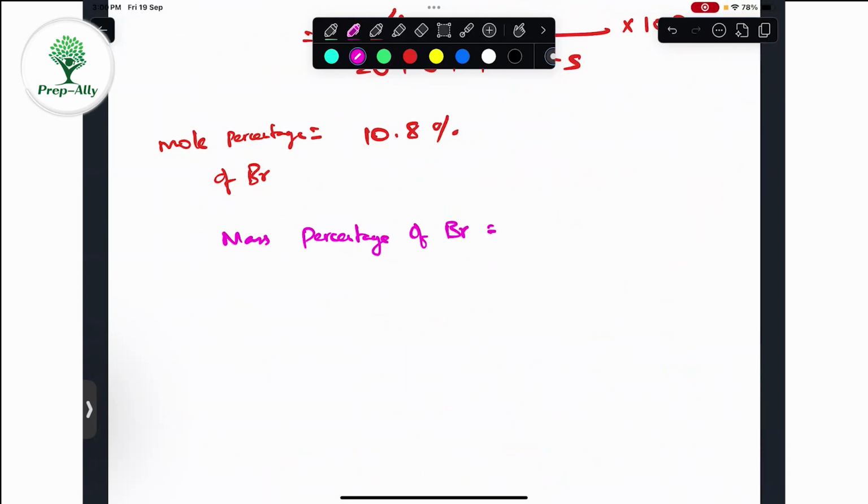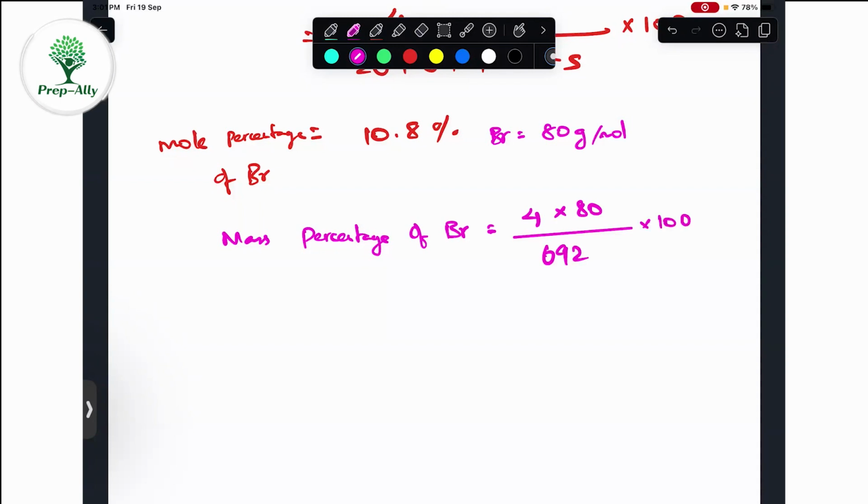Let's see. The mass of bromine is almost 80 gram per mole. Per mole, it will weigh 80 gram. Now 4 bromines are there. So the total weight of all 4 atoms of bromine is going to be 4 into 80, divided by the total mass of the compound, which is given as 692, into 100.